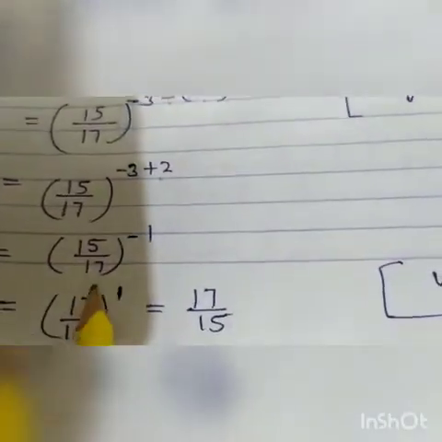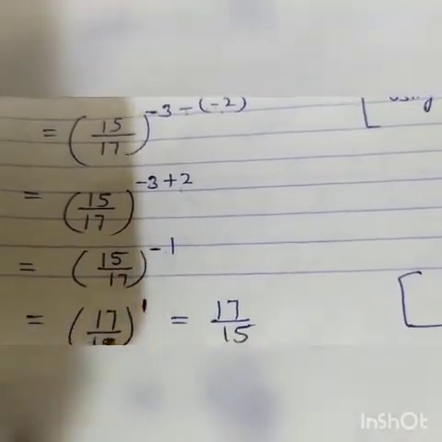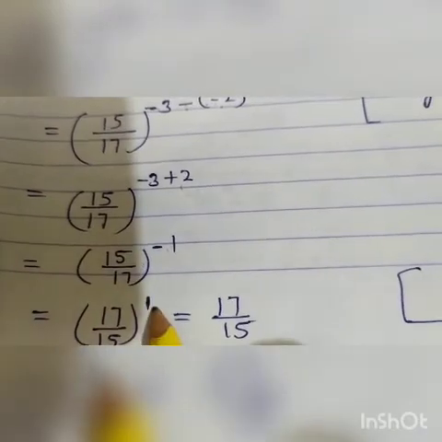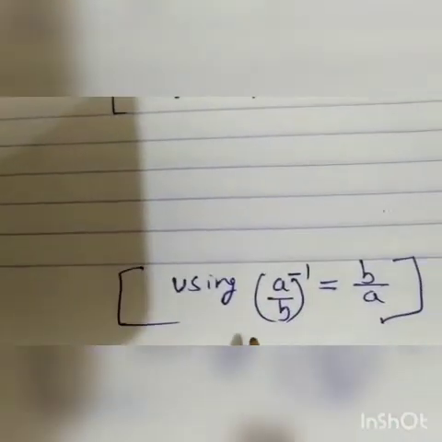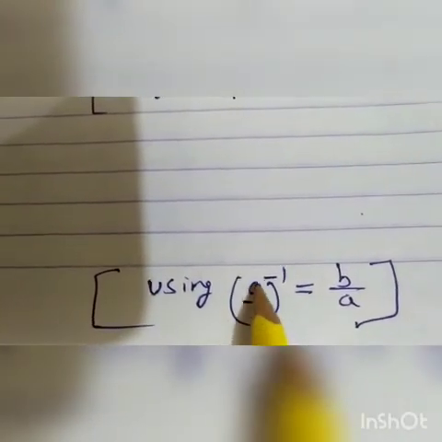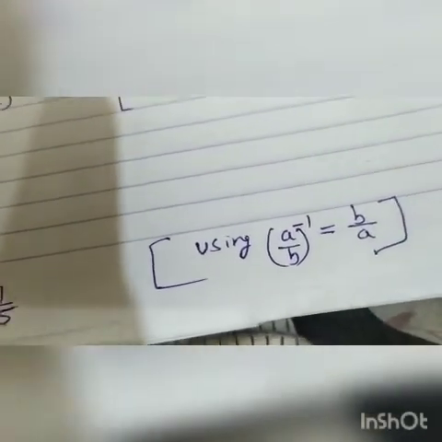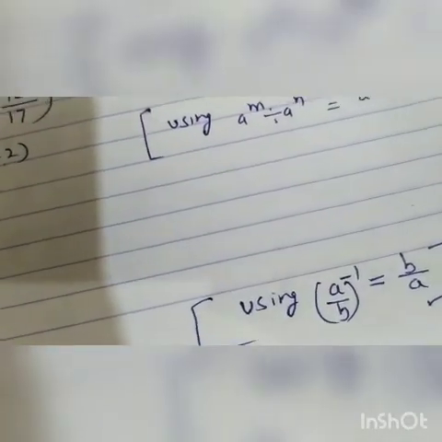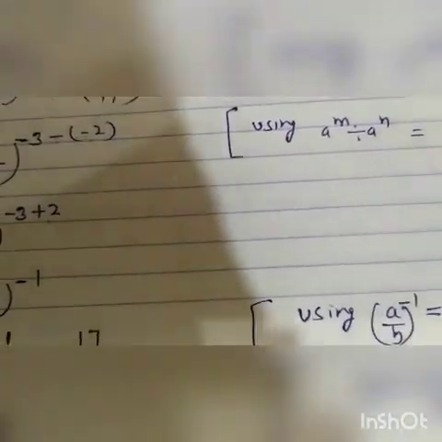Then here the power is negative, so we will write the reciprocal of the base. It will become 7 upon 15 power 1, meaning 7 upon 15. Which law are we using here? Using a upon b power minus 1 is equal to b upon a. That is which law? That is law number 5. This is law number 5.